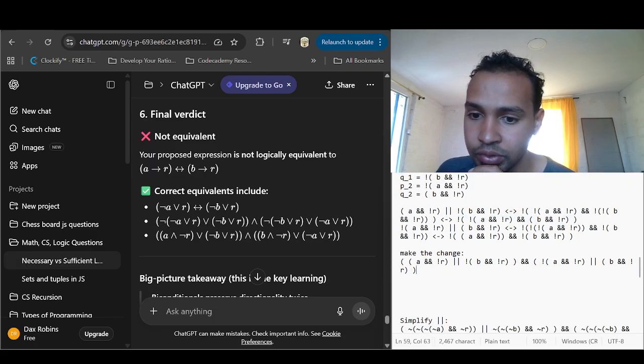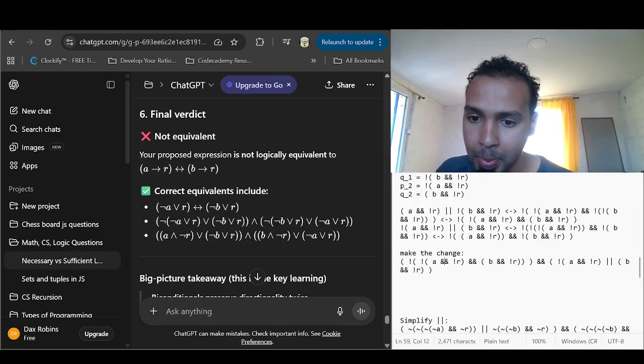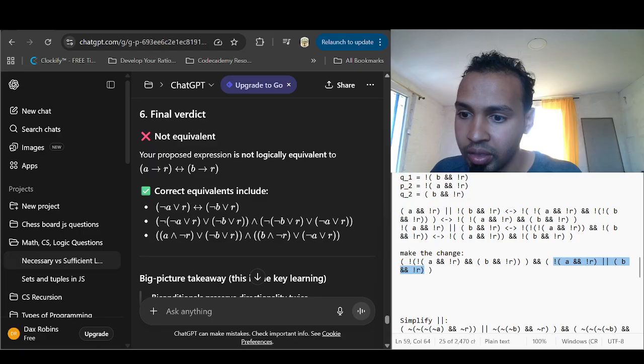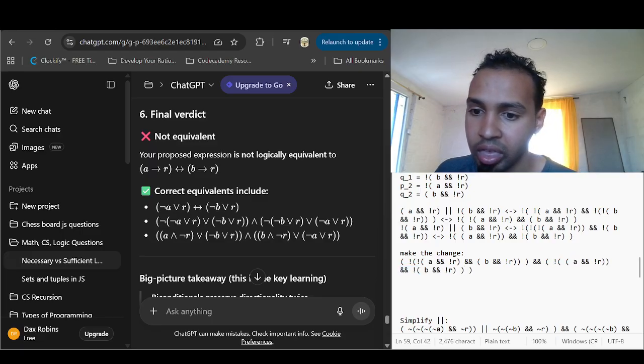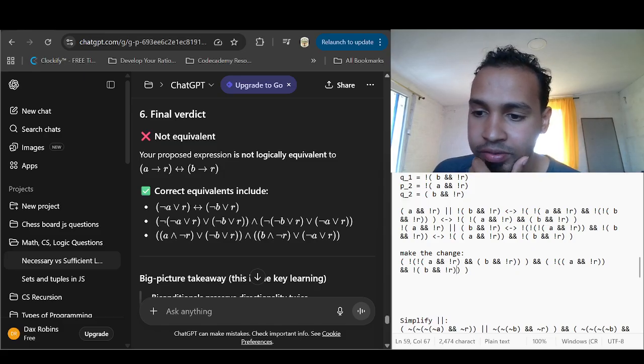So now we can make the change. I can replace this statement with this statement here. Boom. And then I can replace this statement with this statement here. I think that's right. I have to make sure. Replace this statement with that statement. And I think that's it right there.